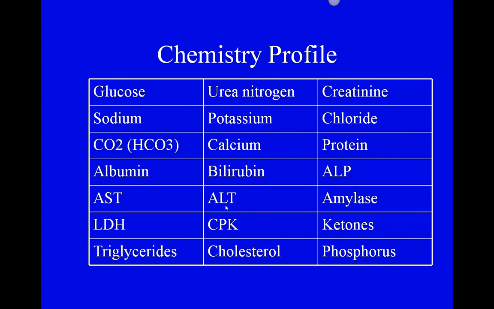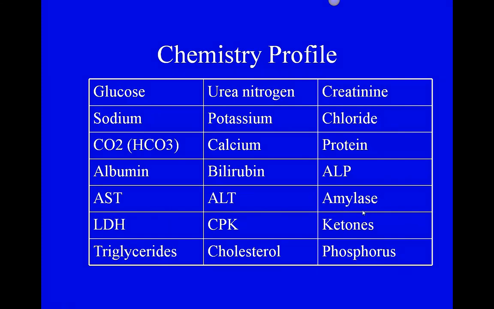Here's ALT, and remember I used that L to help me remember this is the one that's liver specific. So if my ALT is elevated, I know the liver has to be involved. If my AST is elevated and my ALT is not, then I know that the cause is not liver involvement. That's why we would combine those tests together.